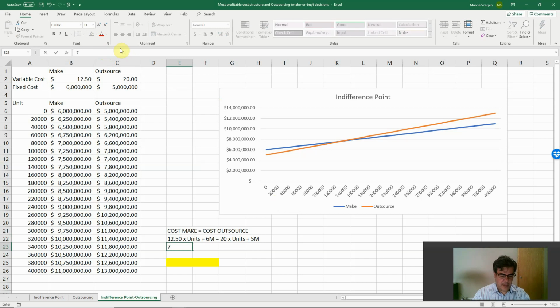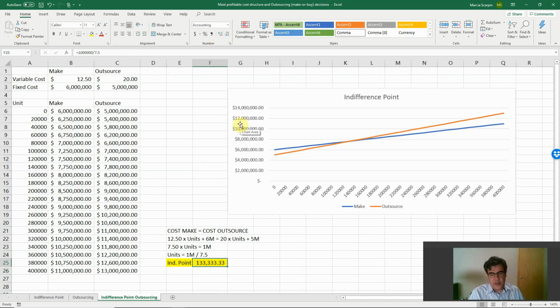So what do we have here? 7.5 times units equal $1 million. So our units will be $1 million divided by 7.5. So our indifference point will be 1 million divided by 7.5. It will be 133,333.33 units. So this is our indifference point. So we can use the same math here to find our indifference point or to analyze our outsource.